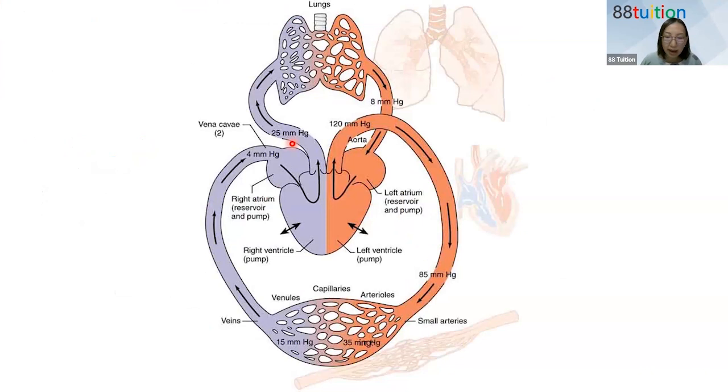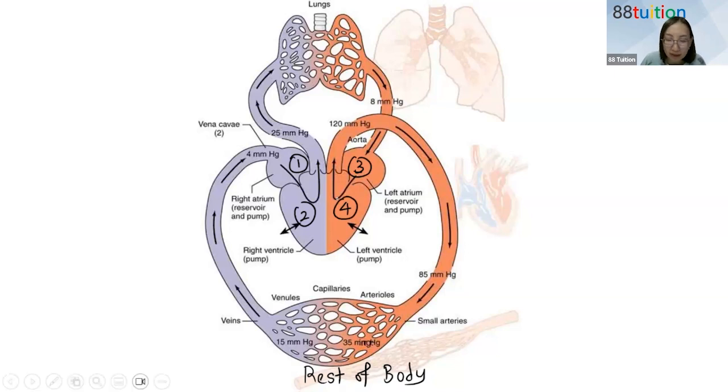So here, this is the heart, this is the lung, this is the rest of the body. All right, so let me write it here. This is the rest of the body, all the body parts. Then this is the heart. So you have heart number 1, number 2, number 3, number 4. So the heart has 4 parts, 4 chambers. One heart has 4 chambers. Then this is the lungs.